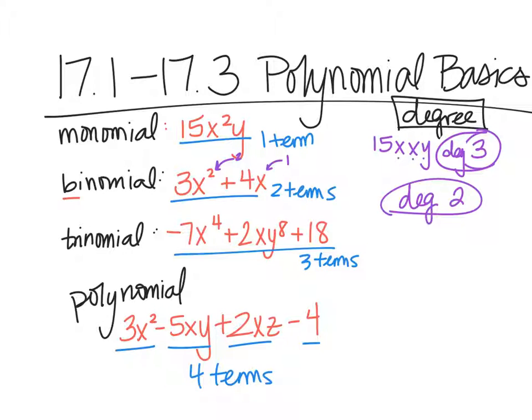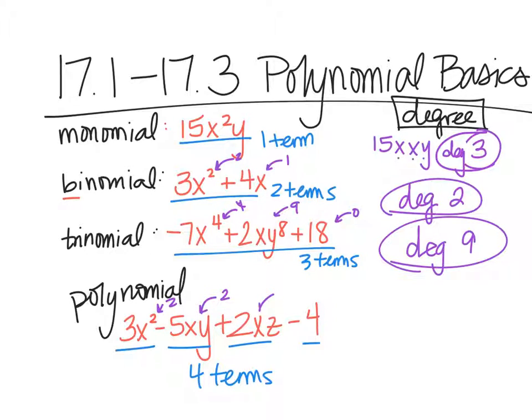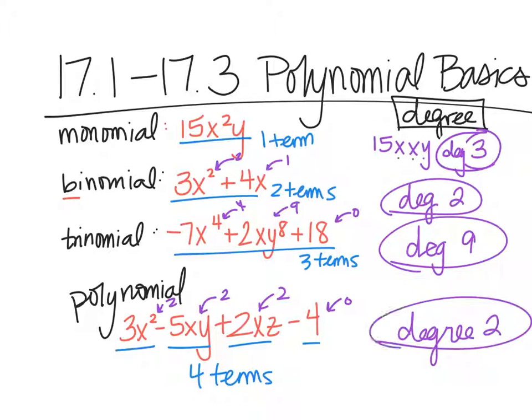In this trinomial, I have a degree of 4 in the first term. In the second term, I have a degree of 9. There's 1 x and 8 y's. And in the last term, there's a degree of 0 because there's no variables. So in the trinomial, the degree here is, not 3, 9. All right, and in the polynomial, I've got 2 in the front, 2 here, 2 there, 0 at the end, which means my final degree is going to be 2.